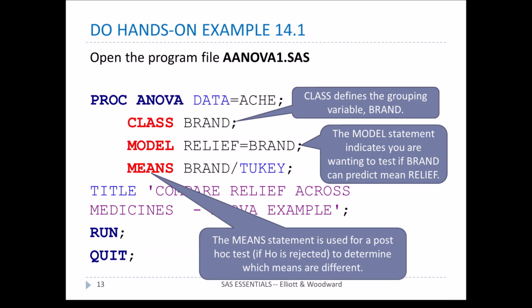And then we have a model statement, very similar to what we saw in a regression model, where we want to predict relief if we know brand. So if we know the brand, can we predict what the relief is? One of the big differences between PROC ANOVA and PROC REG is that brand, in this case, instead of a continuous variable, is a categorical variable. And then once we test the null hypothesis that there is no difference between brands, if we reject that hypothesis and say there is a difference, then the means statement, in this case with the Tukey comparison, will allow us to make those comparisons.